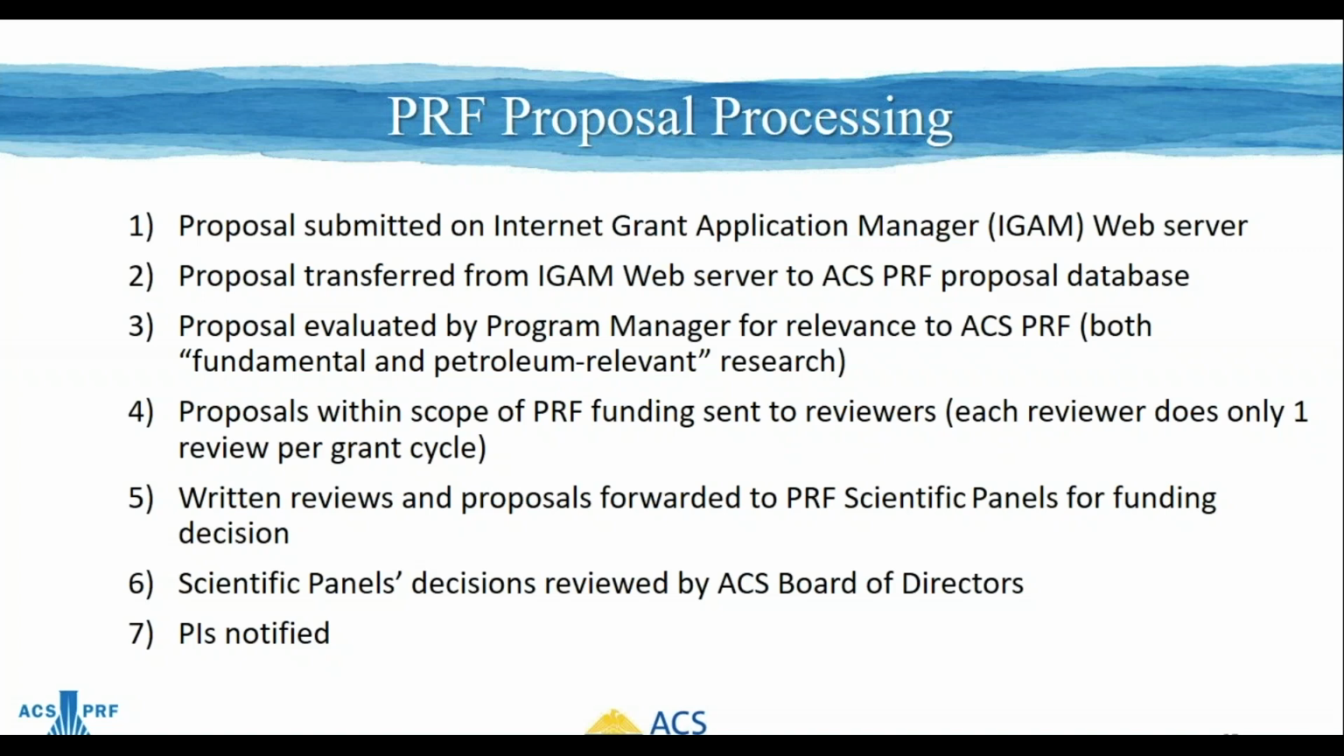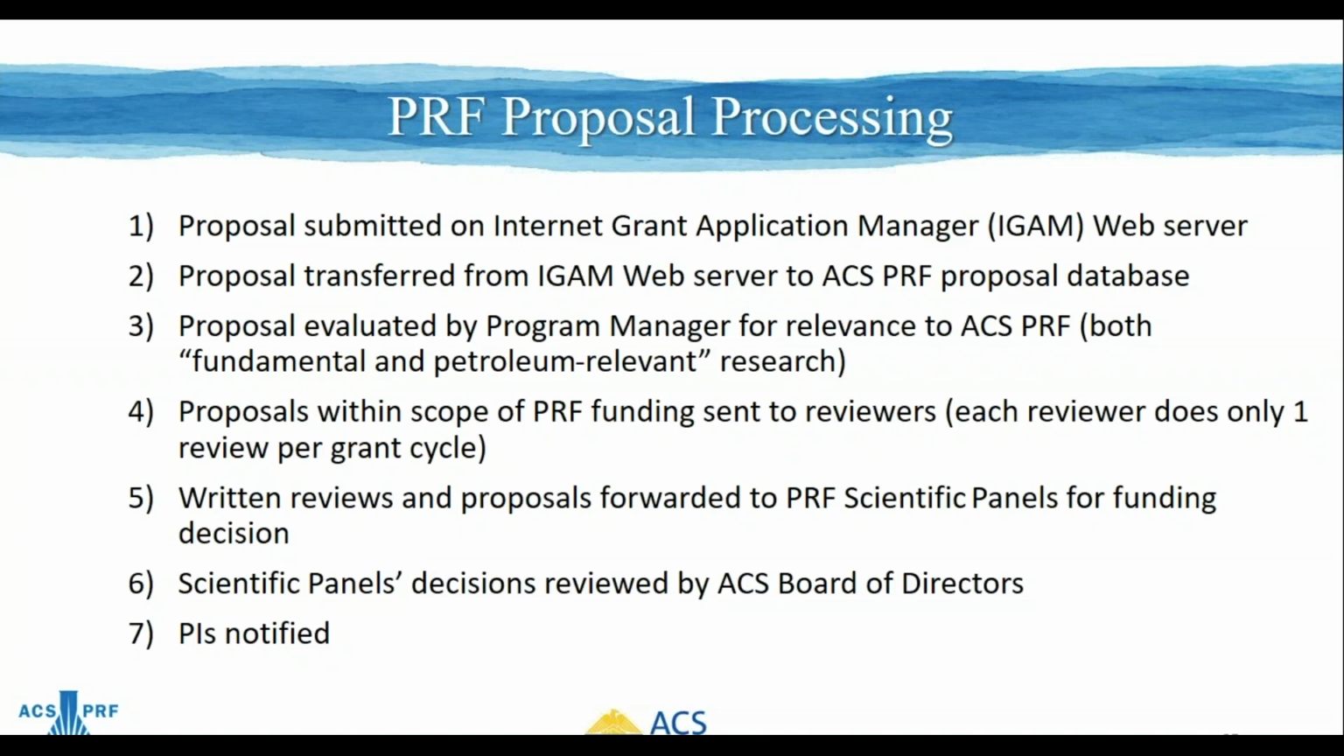Okay, so proposal processing. You put it in, it takes a long time. Why does it take a long time? Well, right now we take them in on a grant system that is an external server, and that has to be then transferred into our system. This is what we call the transfer of the IGAM into the PRF database. We are getting a new data system. There will be in the fall. If you've applied before, you will see there's going to be some differences in the forms and how we're doing it. We're getting a new data system based on Salesforce, and steps 1 and 2 will be merged a bit in that case.